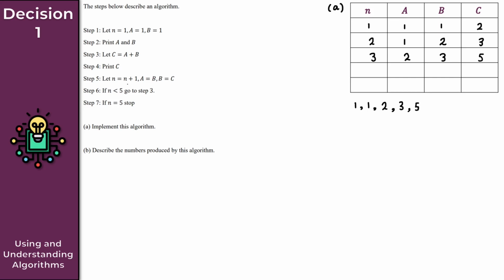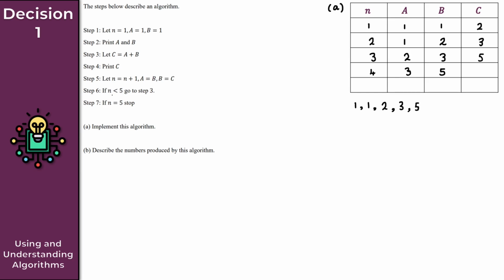Okay. Step 5 then, again, we just repeat this process. We let n be equal to n plus 1. So increase the value of n by 1. So the new value of a here is the old value of b. So that's 3. And then the new value of b here is the old value of c. So that's 5 there. Perfect.